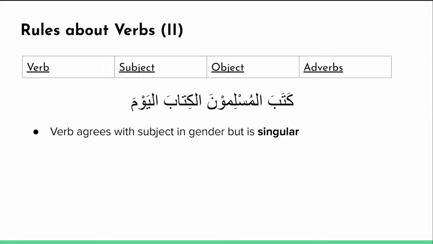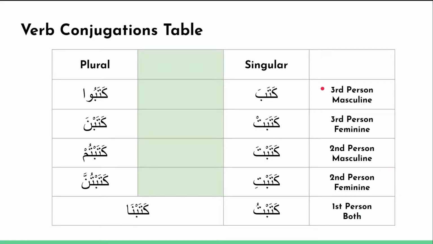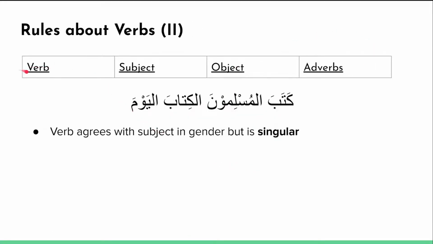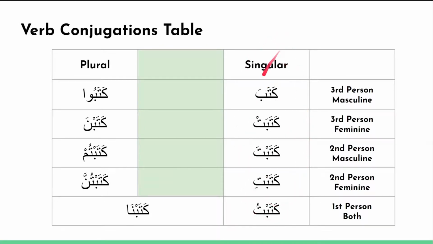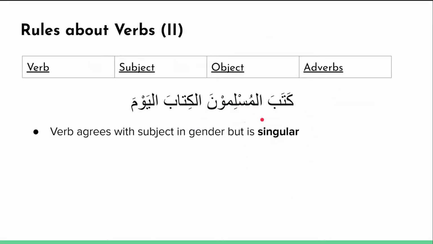Okay, so there is one more set of rules that's very important to cover, which is that depending on the ordering, you might not need to do all of these rules. So if the verb appears before the subject, it actually turns out that the verb will always take the singular form. So it'll always come from this column, even if the subject is plural. So here's an example of that. Kataba al-Muslimun al-Kitaba al-Yawma. The Muslims wrote the book today. Now in this case, the subject is plural, but the verb will still be singular.